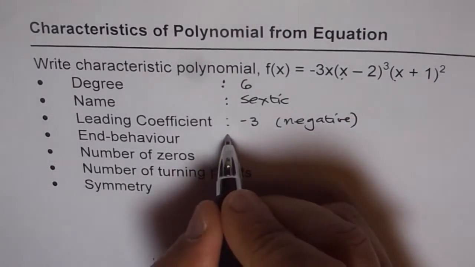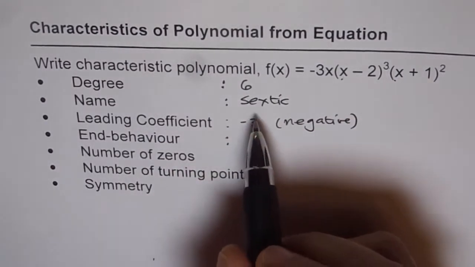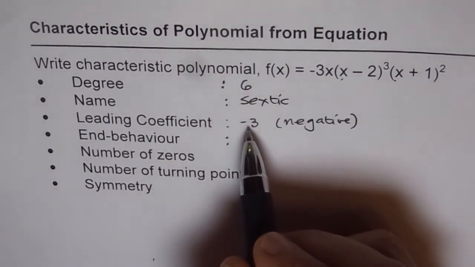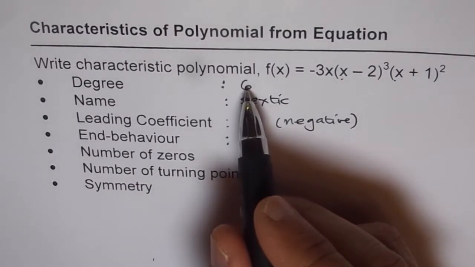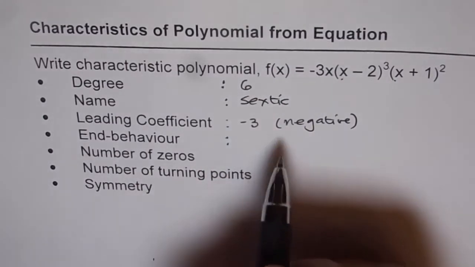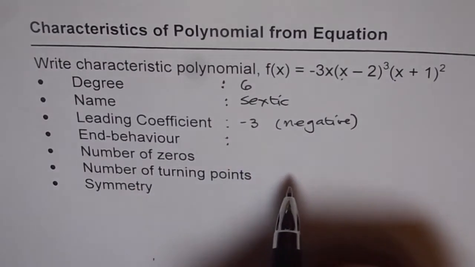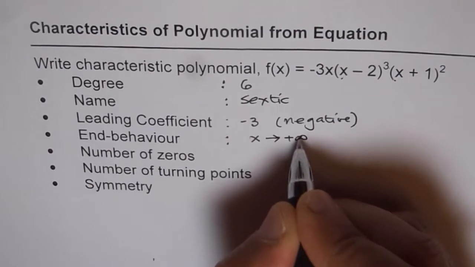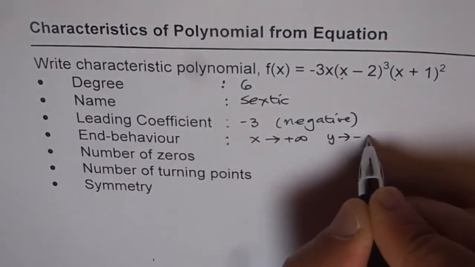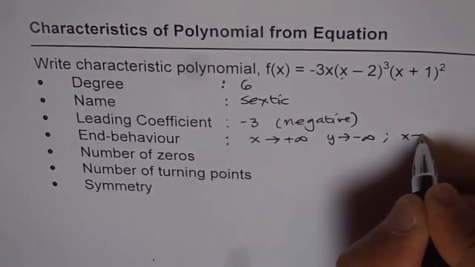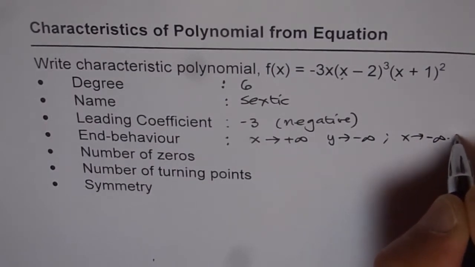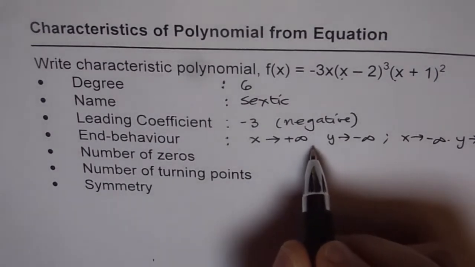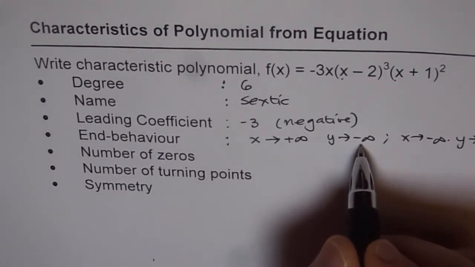right? And end behavior. As you know, end behavior is based on degree and leading coefficient. Since the leading coefficient is negative and the degree is even, both sides are going to go downwards. So the graph is going to open downwards. So as x approaches plus infinity, y approaches negative infinity, and even when x approaches negative infinity, y approaches negative infinity. So x approaches plus or minus infinity, y approaches negative infinity.